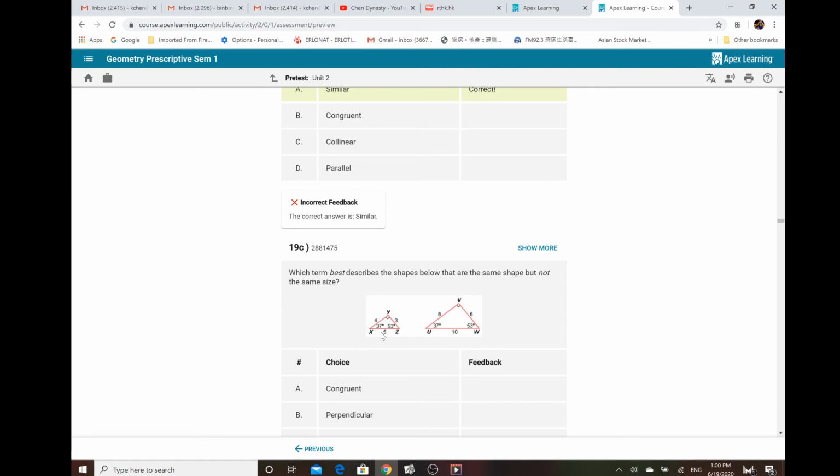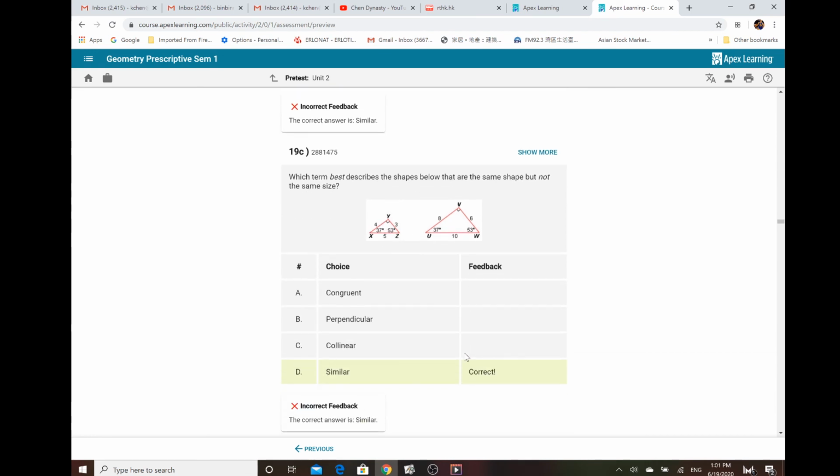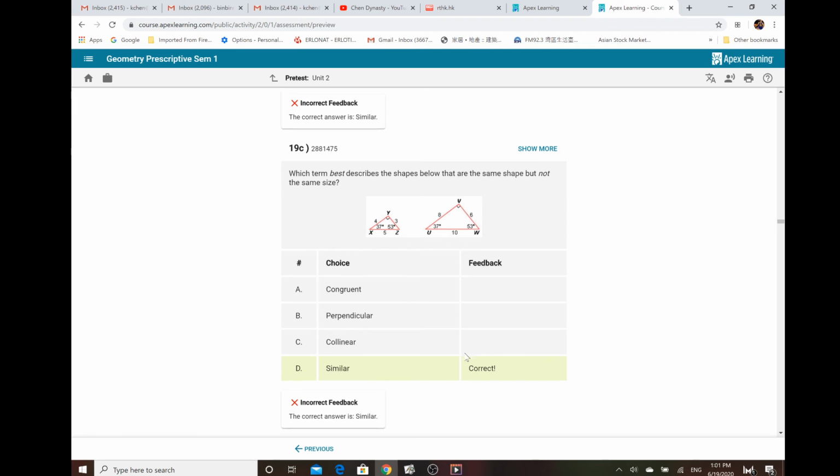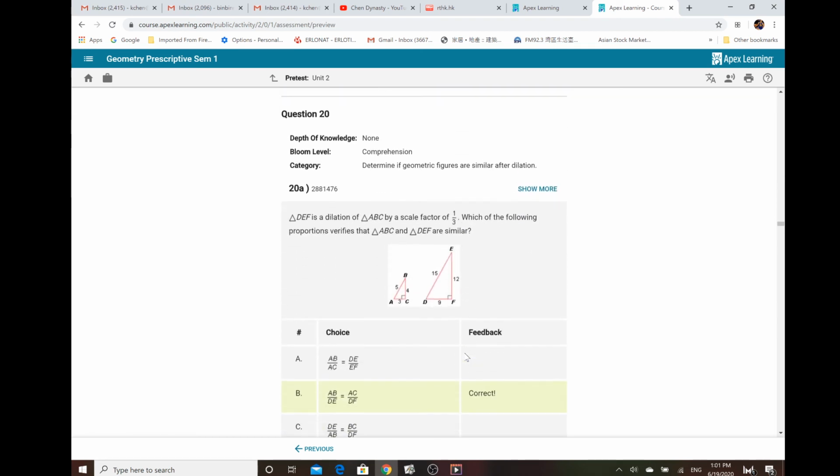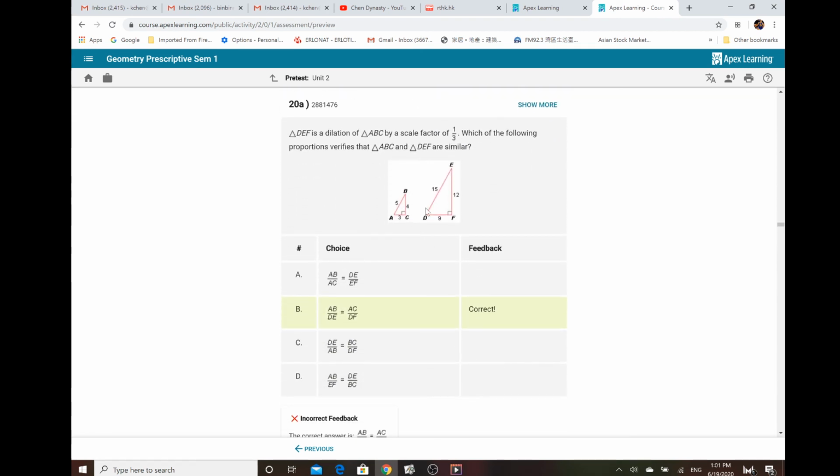It's like this kind of problem here. One triangle is smaller, the other one is bigger. They both have the exact same shape, but not the same size. So this one can be described by similar. Once you deal with similar triangles, we can show the similarity proportional ratios or proportionality statement.